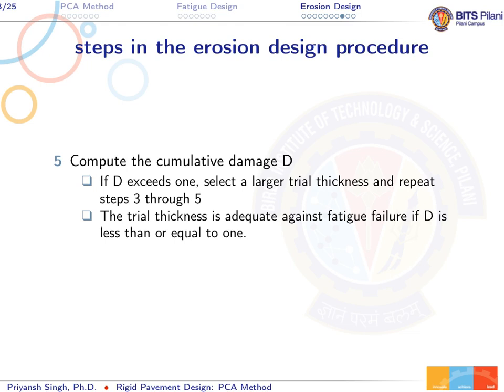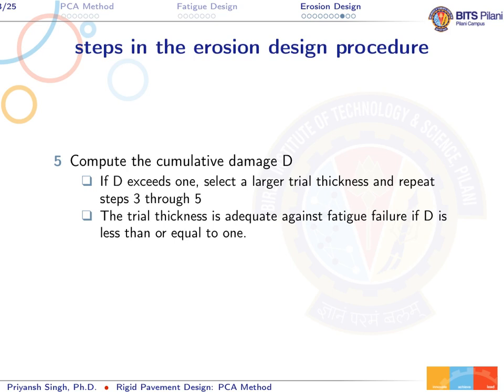So the overall steps for design of slab thickness using this PCA method will be to assume a thickness. First do a fatigue design and see whether that thickness is safe in fatigue or not. Again carry forward that slab thickness and check it for erosion. If it is safe for both fatigue and erosion, then you can say that this thickness is a design thickness or adequate thickness which you can provide in the field.